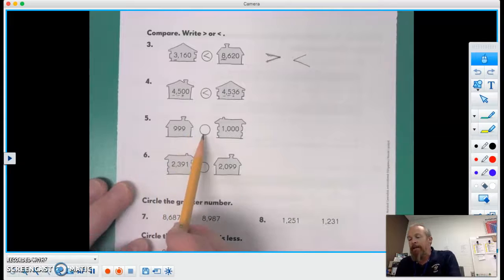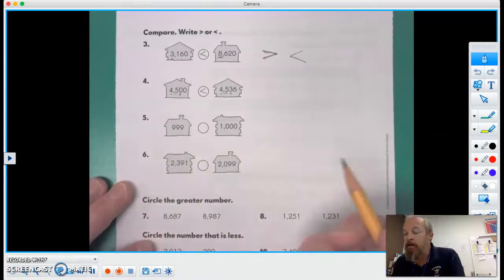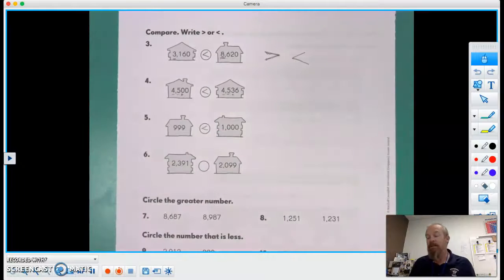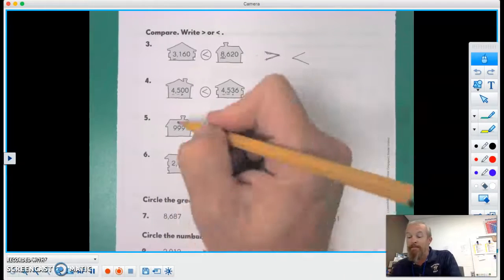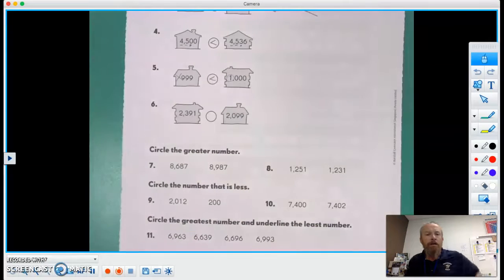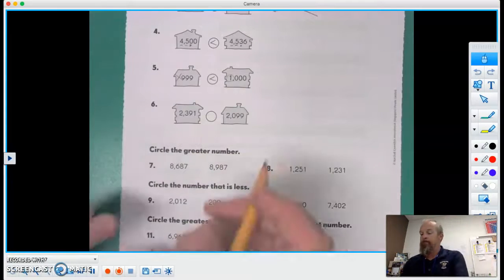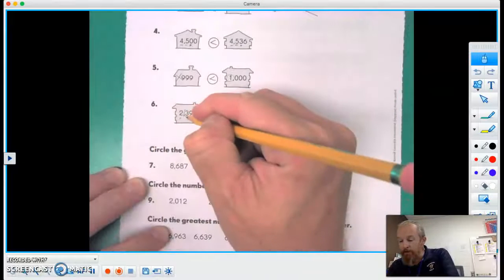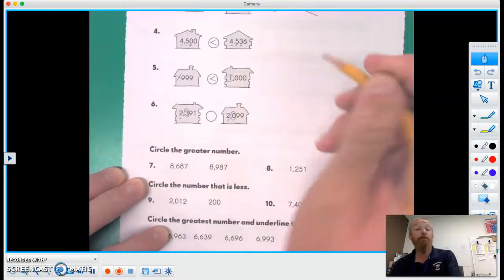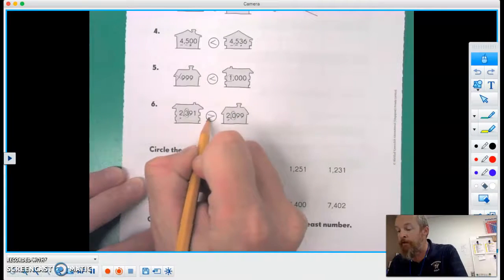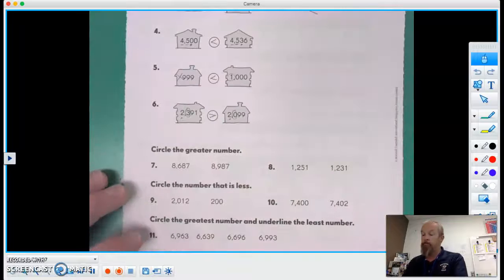Number 5, 999 is less than 1,000. Even with all those 9s, they're bigger than zeros. This is in the thousands. There's nothing in the thousands on this one. Number 6, 2,391 versus 2,099. Thousands column is the same. Now I see a 3 in this one, but a 0 in this one for the hundreds column, which makes this one the larger number. So it is greater than 2,099.